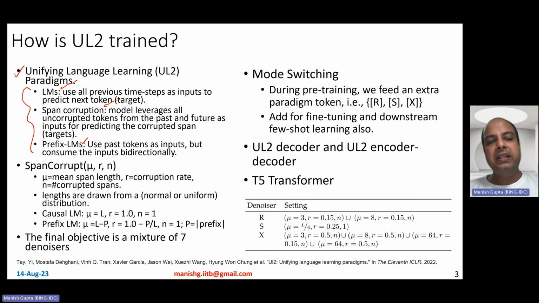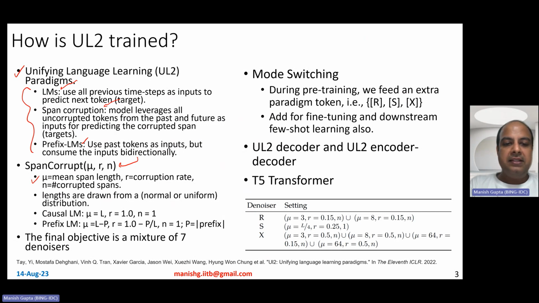Okay. So the way they unify these three different paradigms is to express them in a single span corruption function of some sort, which takes three parameters, mu, r, and n. Mu stands for the mean span length, r is the corruption rate, and n is the number of corrupted spans. The idea is that the lengths of the spans are sampled from a normal or uniform distribution with the mean as mu.